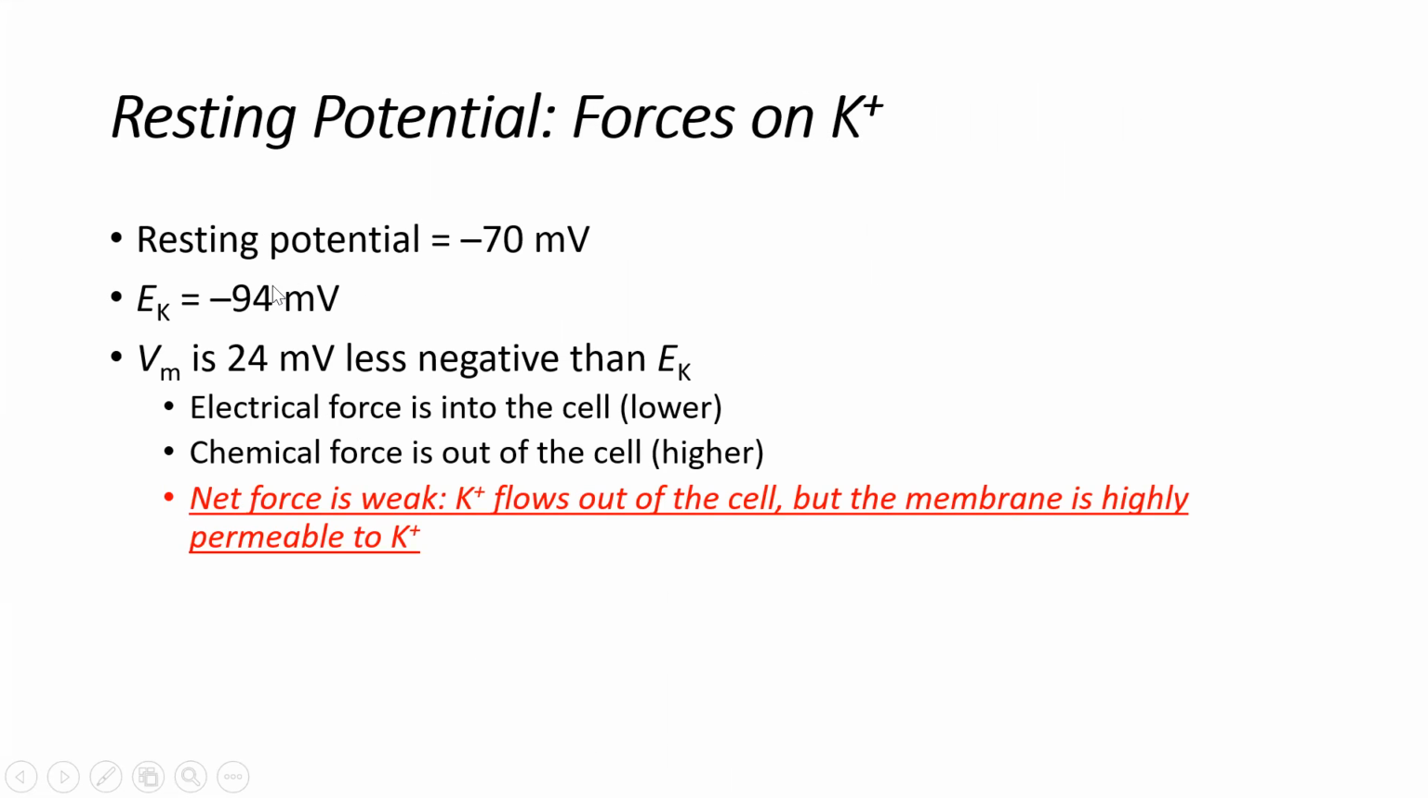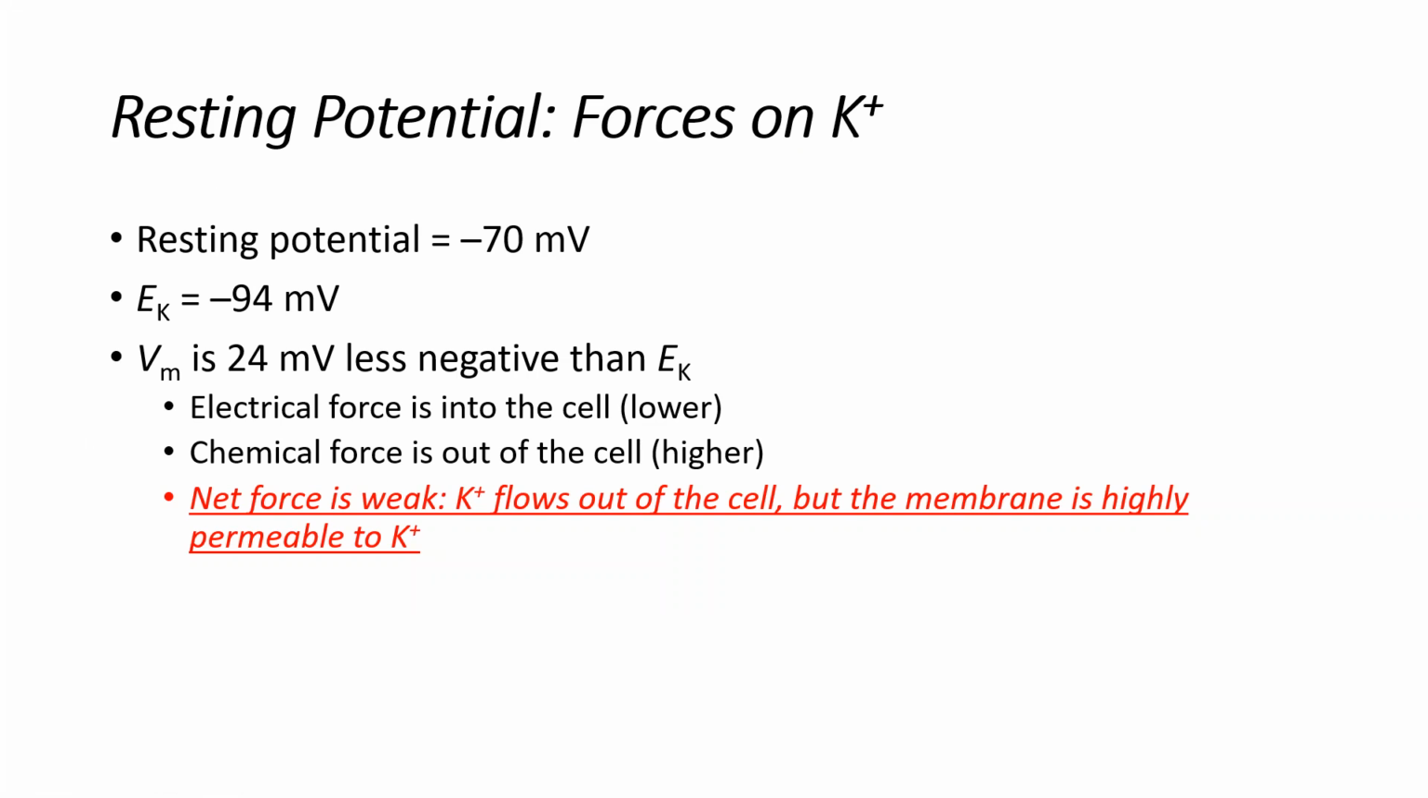All right. So when we have a resting cell at negative 70 millivolts, and bearing in mind that potassium has an equilibrium potential of negative 94, the membrane potential is 24 millivolts less negative than the equilibrium potential for potassium. So the electrical force into the cell is going to be lower. The chemical force out of the cell is going to be higher. And then the net force, the net general direction, or the ECDF, is going to be outward, but it's also going to be weak, because we subtract that weaker force from the stronger force.